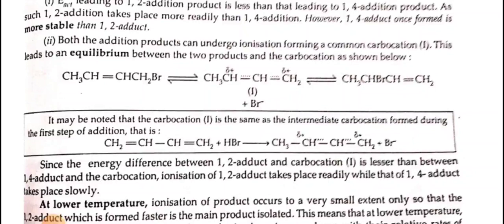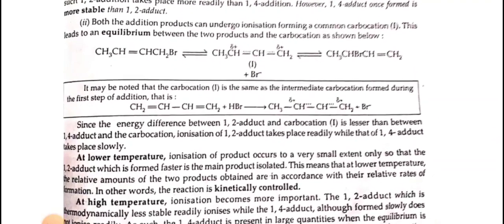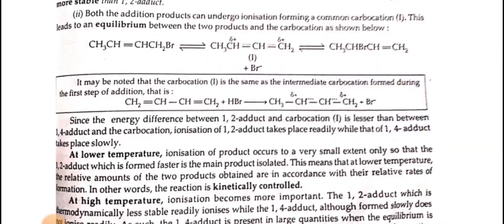Since the energy difference between the 1,2 adduct and carbocation 1 is lesser than between the 1,4 adduct and the carbocation, ionization of the 1,2 adduct takes place readily while that of the 1,4 adduct takes place slowly. At lower temperatures, the ionization of products occurs to a very small extent only, so that the 1,2 adduct, which is formed faster, is the main product isolated. This means that at lower temperature, the relative amounts of the two products obtained are in accordance with their relative rates of formation. In other words, the reaction is kinetically controlled.